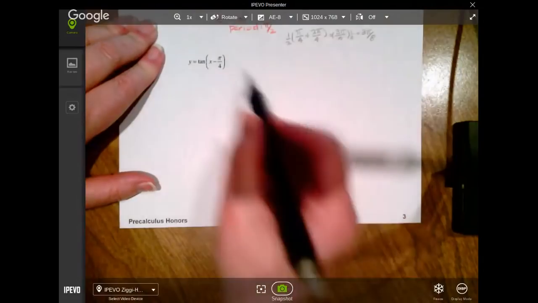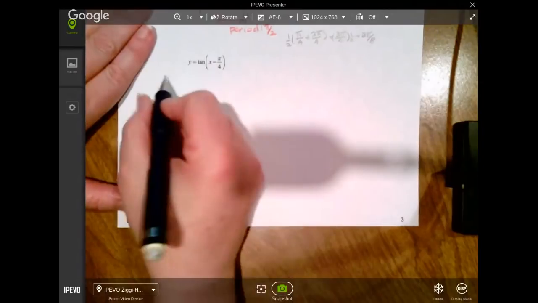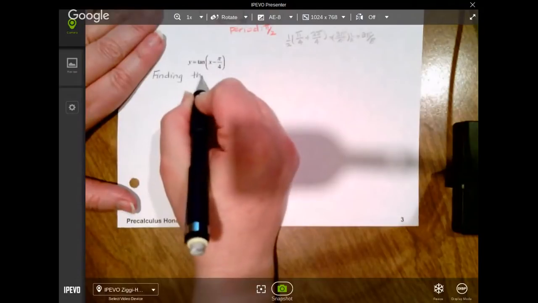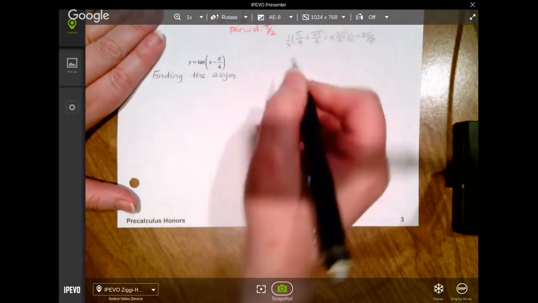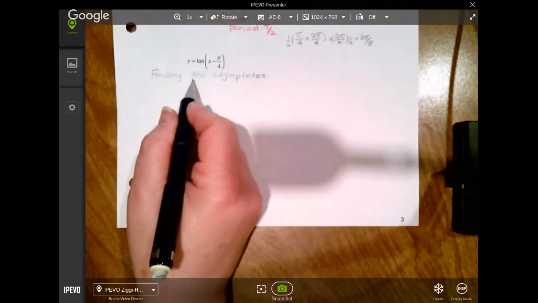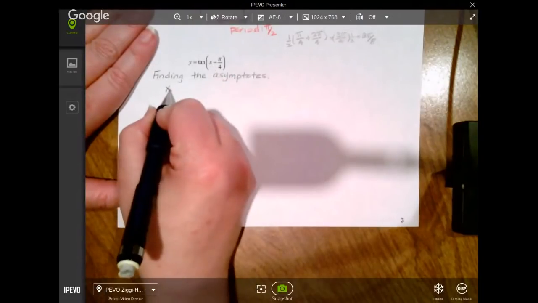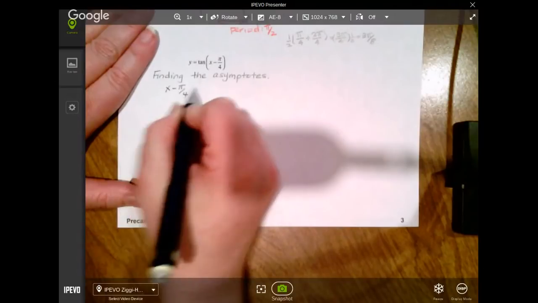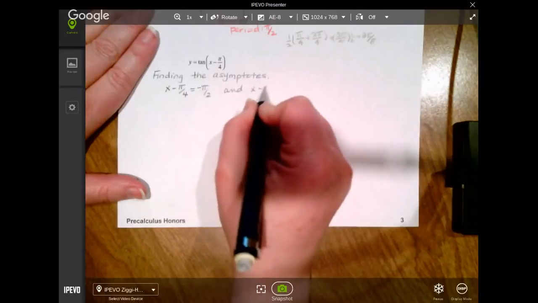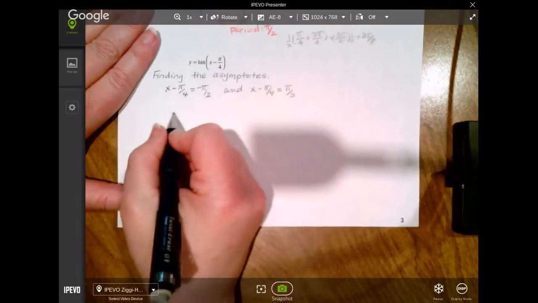So now I have the tangent of x minus pi over 4. So step 1 is to find the asymptotes. So let's find the asymptotes. All right, to find the asymptotes, what do we have to do? This is a tangent function, so we have to set the angle argument, which is x minus pi over 4, equal to where the tangent is undefined. And the tangent's undefined at -pi over 2 and pi over 2. So x minus pi over 4 equals -pi over 2, and x minus pi over 4 equals pi over 2. And then we solve for x.